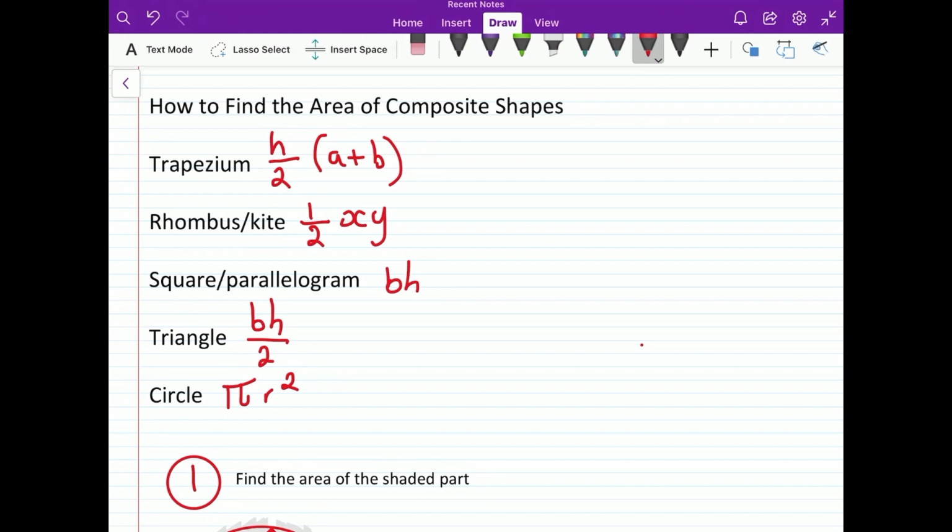The formula for finding the area of a trapezium is the height over 2, bracket a plus b bracket. The formula for finding the area of a rhombus and kite is half xy. The formula for finding the area of a square and parallelogram is base times height. The formula for finding the area of a triangle is base times height over 2. And the formula for finding the area of a circle is pi r squared.